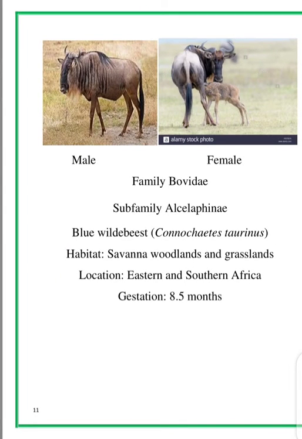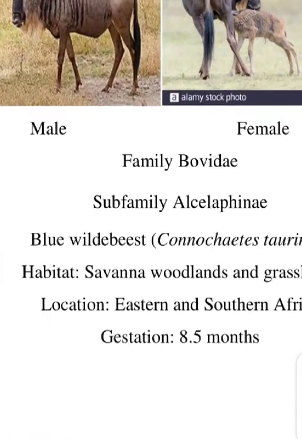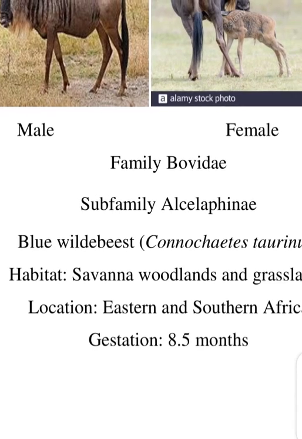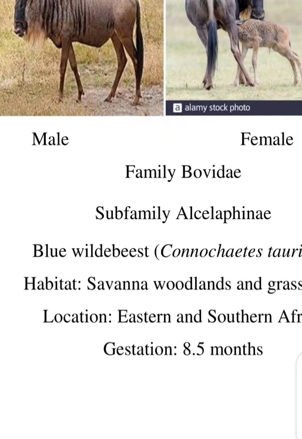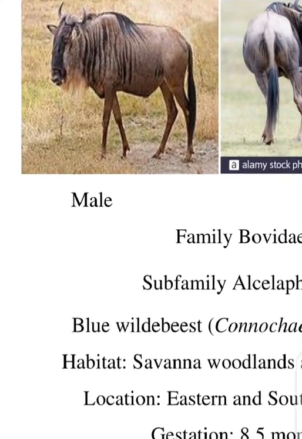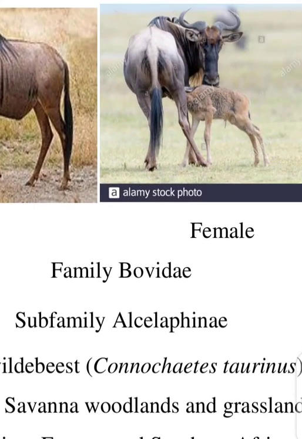And this is the blue wildebeest. We have various kinds of wildebeest: the blue wildebeest and the black wildebeest. This blue wildebeest is very, very common in the Serengeti, which is in Tanzania. It belongs to the subfamily Alcelaphinae, and it is a woodland and grassland type of animal with an 8.5-month gestation period. This is the male, and this is the female.